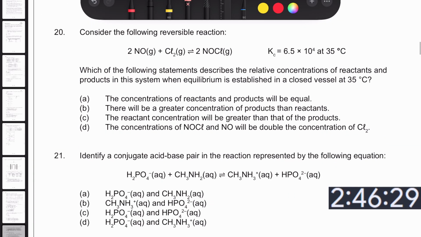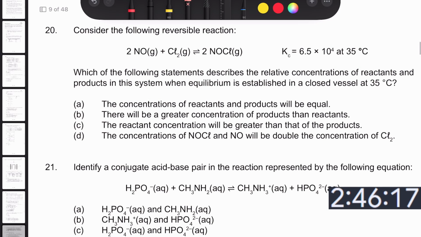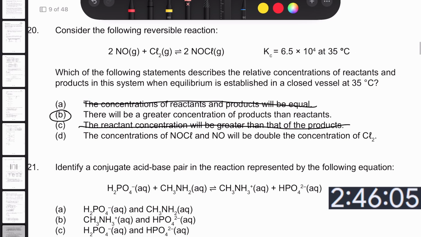Consider the following reversible reaction. Which of the following statements describes the relative concentration of reactants and products in the system? When equilibrium is established in a closed vessel, the concentration of reactants and products will be equal. Not true. There will be a greater concentration of products than reactants. Reactant concentration will be greater than that because it's product over reactants. Concentration will be double the concentration of CO2. No.